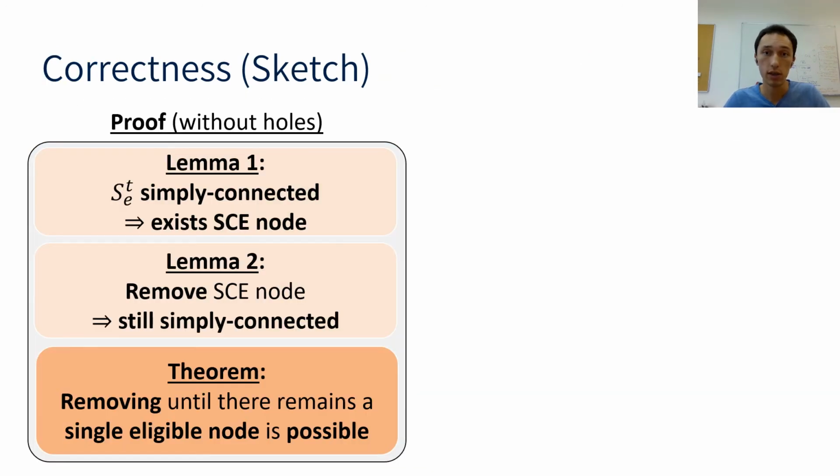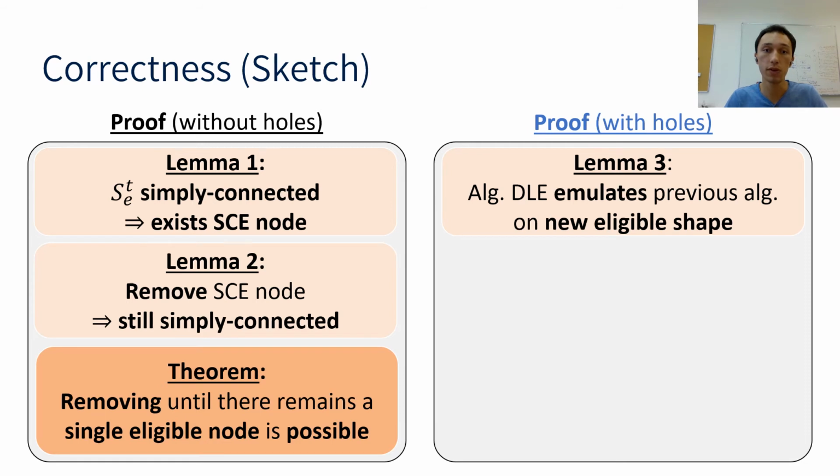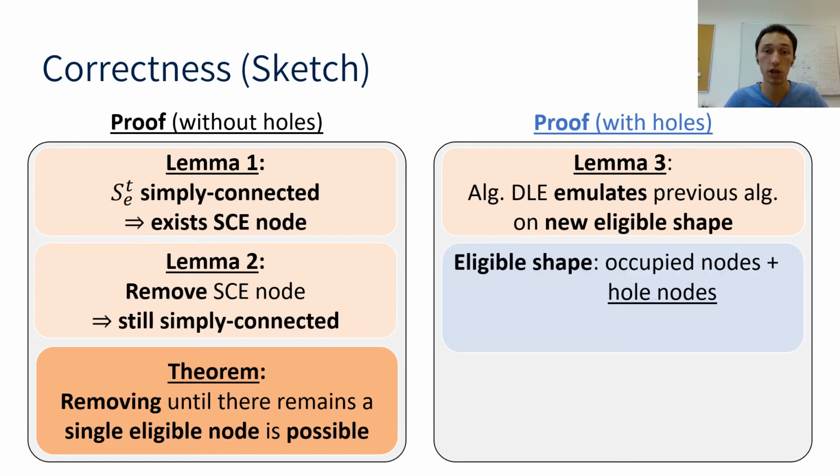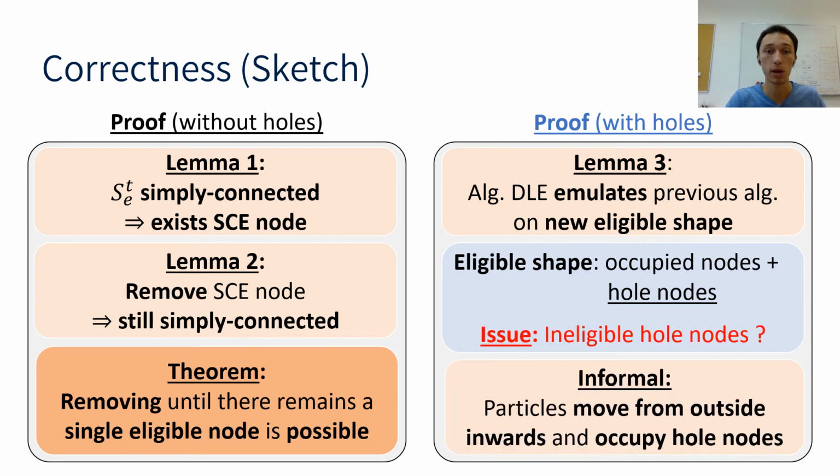This algorithm's correctness mostly follows from that of the previous algorithm, which you can see the proof on the left. Indeed, this new algorithm emulates the previous one on this new eligible shape. However, the eligible shape is composed of whole nodes, which raises some issues. In particular, how does one make sure whole nodes become ineligible?